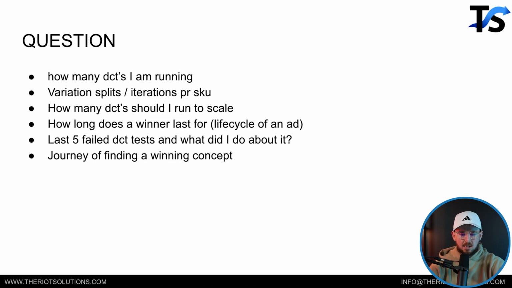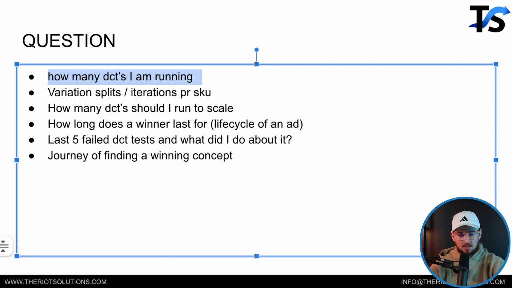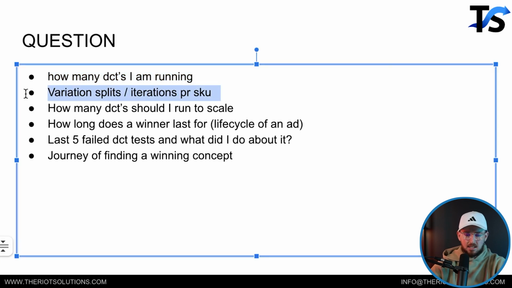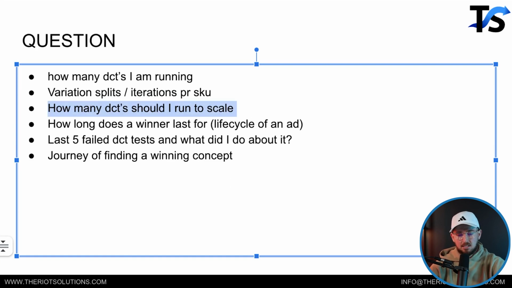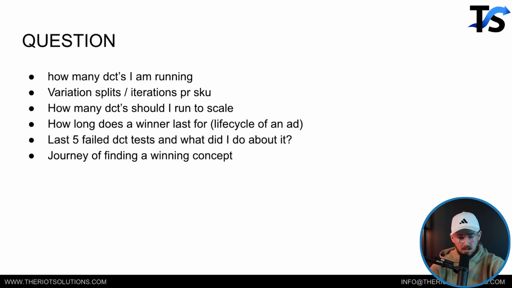Now, a couple of questions that I received that I really wanted to address with this video is: how many DCTs am I running at a time? What percentage of DCTs is brand new ads? What are percentages of variations? And what percentage of brand new concepts that are not variations or iterations? And then how many DCTs should I run to scale? And how long does a winner last for? Last 5 DCT tests and what I did about it. Journey of finding a winning concept. So these are my goals, to answer pretty much all of these questions throughout this particular video.